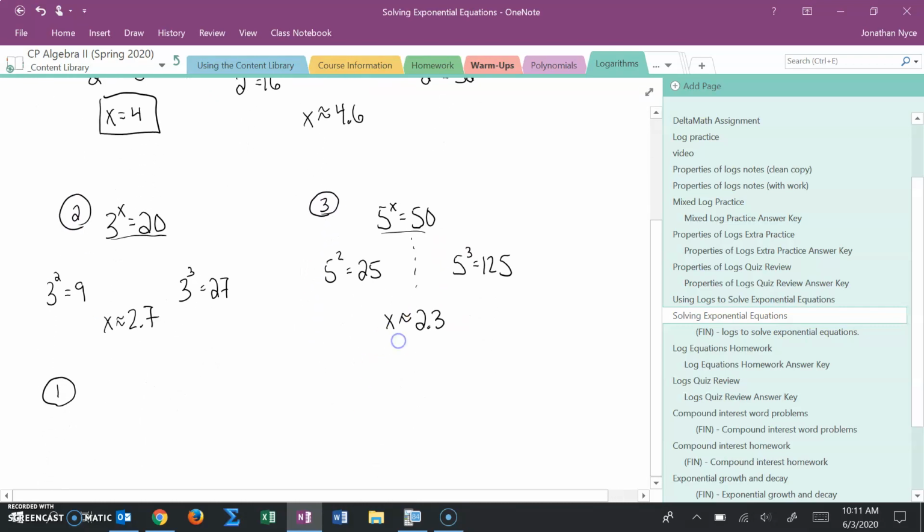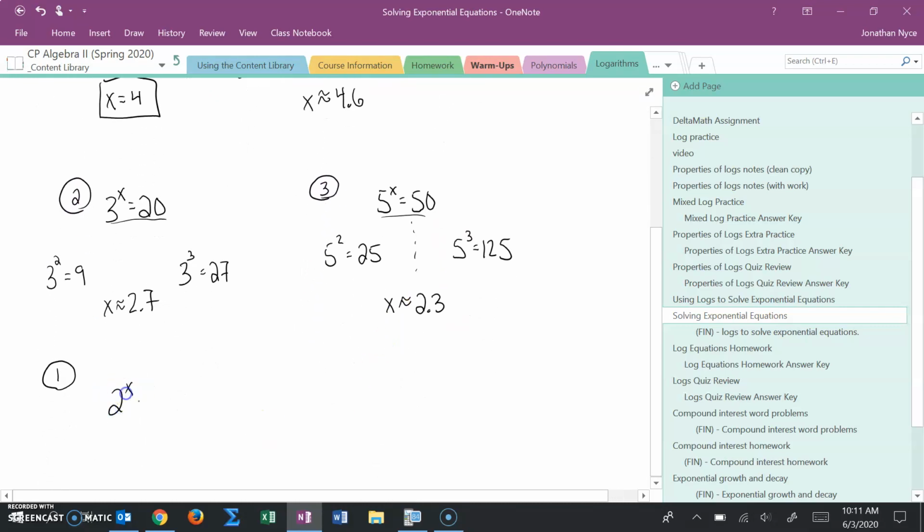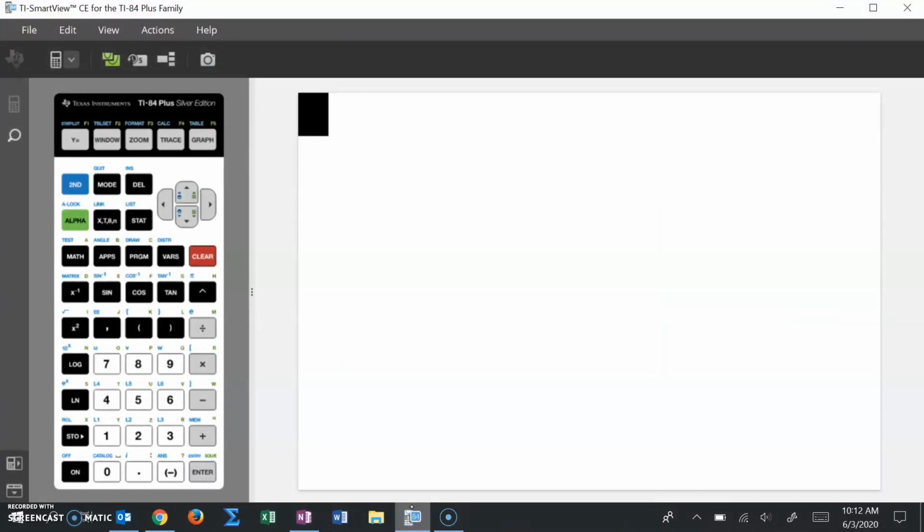So if we have 2 to the x power equals 25, we have a couple different options. One thing we can do is rewrite this in logarithmic form. Remember, logarithms are exponents, so we can say log base 2 of 25 is equal to x. And for these problems, we're going to end up using the calculator. The problem with something like this, log base 2 of 25, is when we go to the calculator, we don't have a log base 2 button.